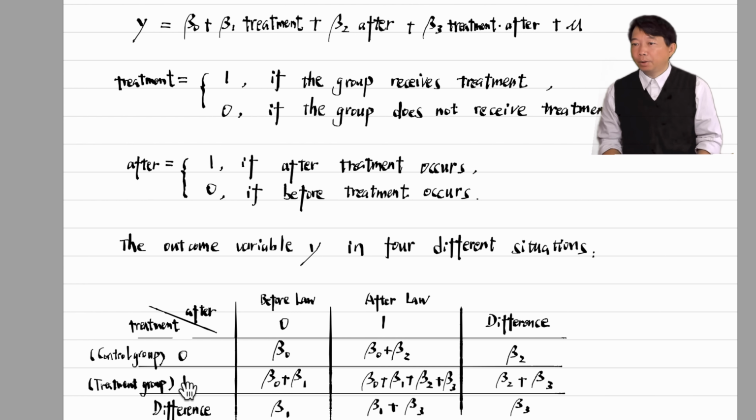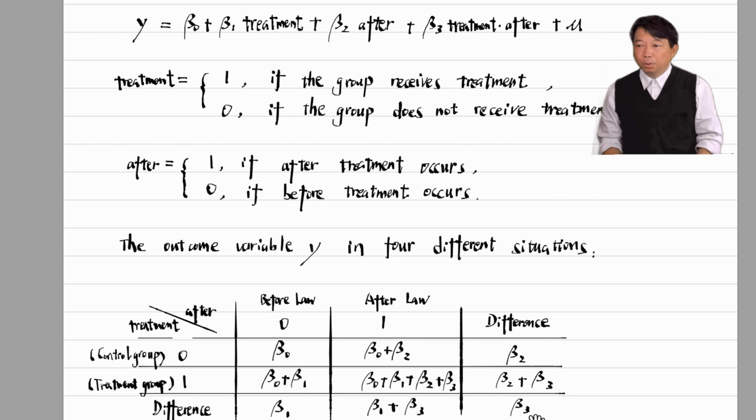The third row is for the treatment group, the high-income workers. Their length of time on compensation is beta 0 plus beta 1 before the law and beta 0 plus beta 1 plus beta 2 plus beta 3 after the law. The change in the outcome variable before and after the law equals beta 2 plus beta 3. The difference in differences is beta 3, which is the change in the outcome due to the law.